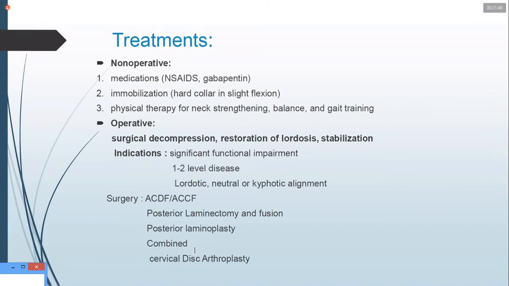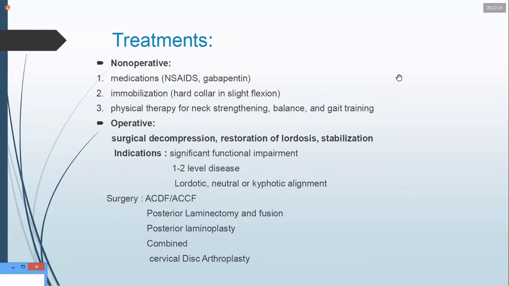What are the treatment modalities? In the initial stage, we prescribe medications, NSAIDs and different pain modulators like gabapentin, and immobilization with a hard or soft collar as required. Physical therapy: neck release exercises, neck strengthening, balance and gait training. Operative: surgical decompression. Since there is compression, we need to decompress it, with restoration of normal lordosis and stabilization.